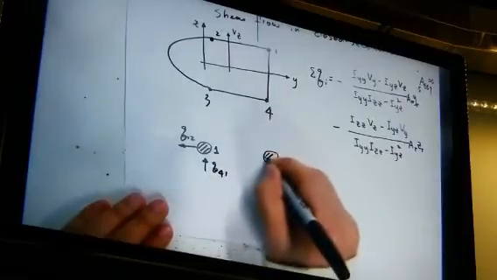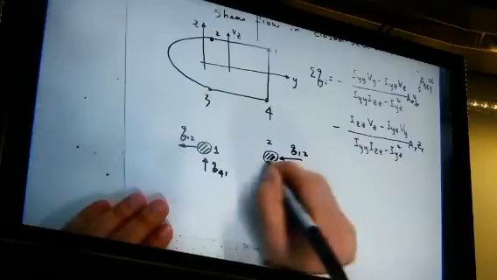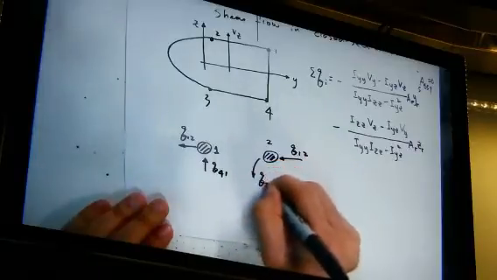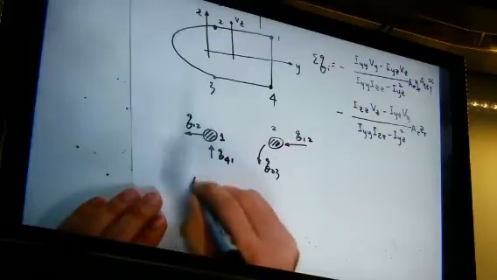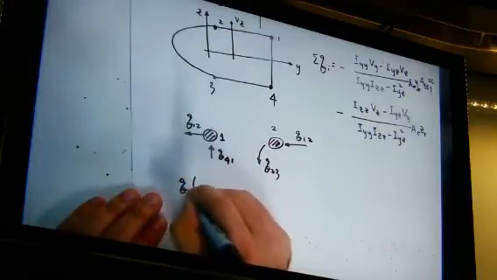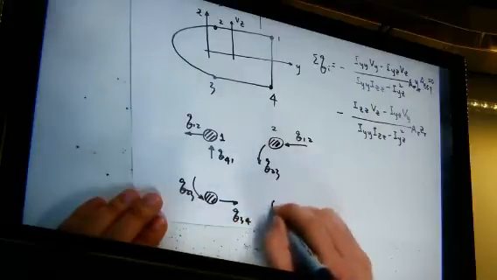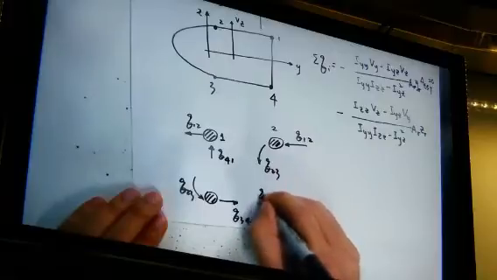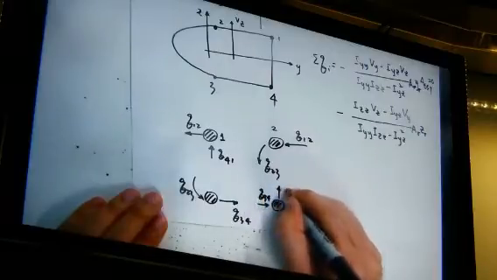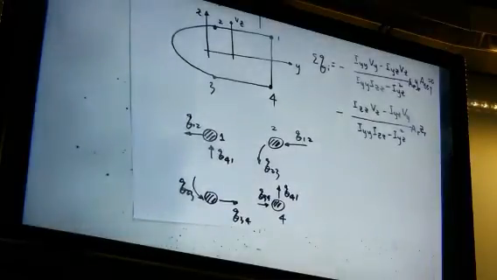The second one will be Q12, Q23. And the third one, Q23, Q34. Fourth one, Q34, Q41. Look at these 4 boom areas.